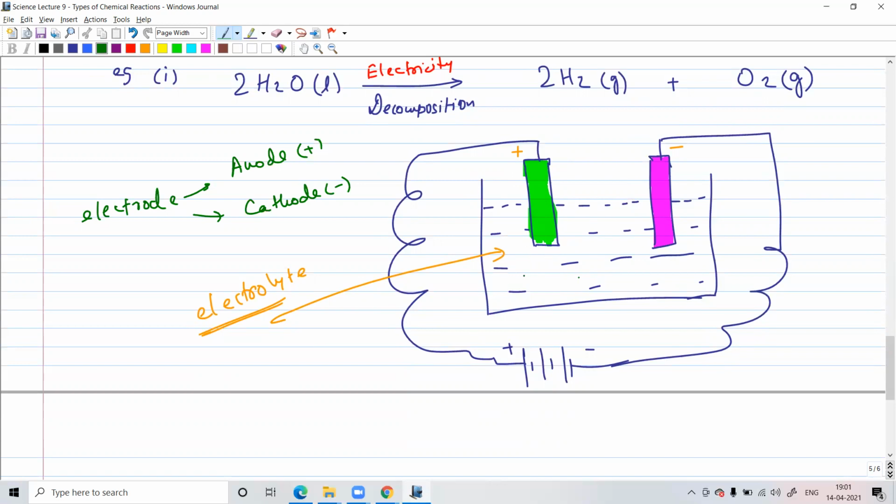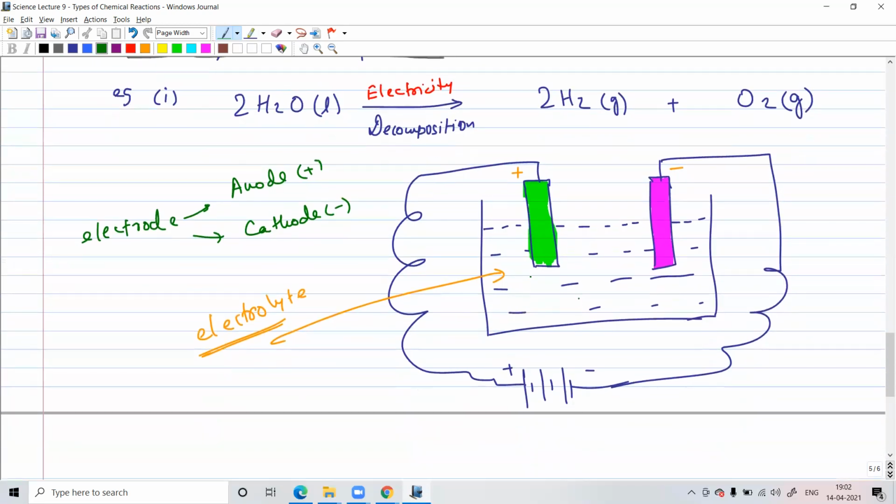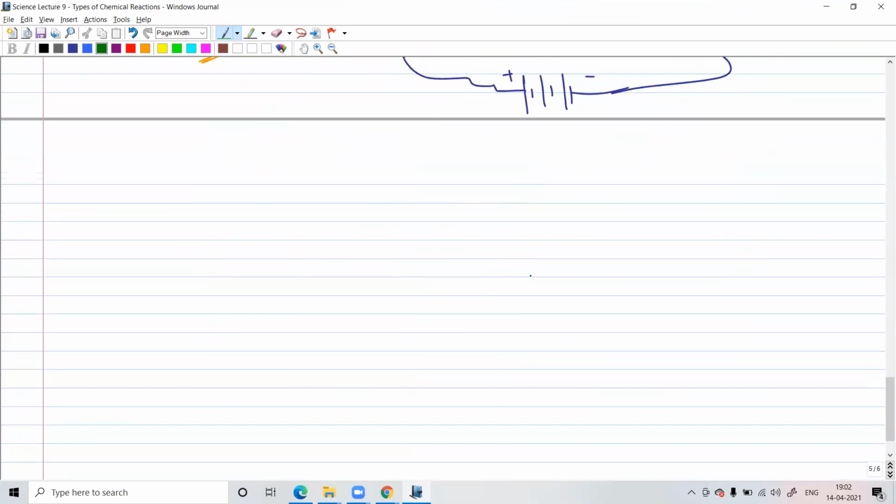The one which is connected to the positive terminal. Okay. Fine. So that was a little bit of idea about electrolysis of water. And then you can collect your hydrogen and oxygen along. Let me give you a couple more examples for that. Very quickly, I will write these examples and then we'll end the class for today.